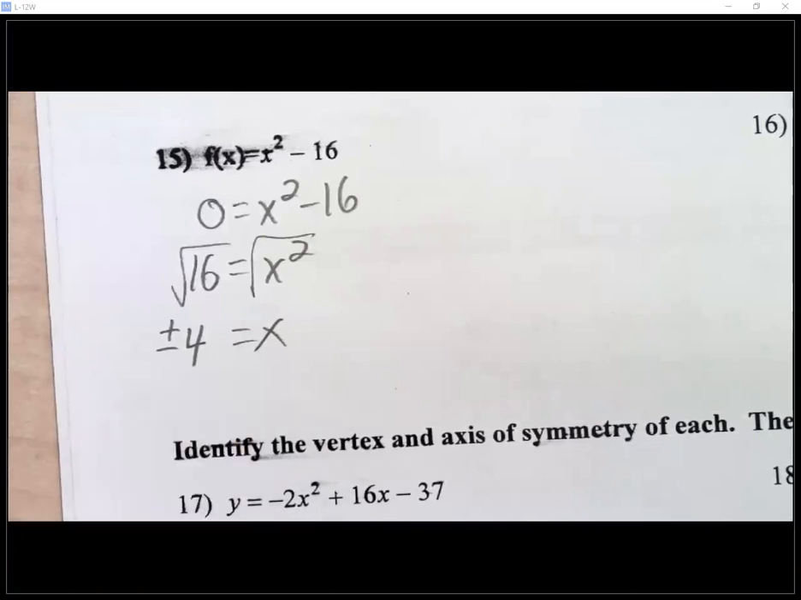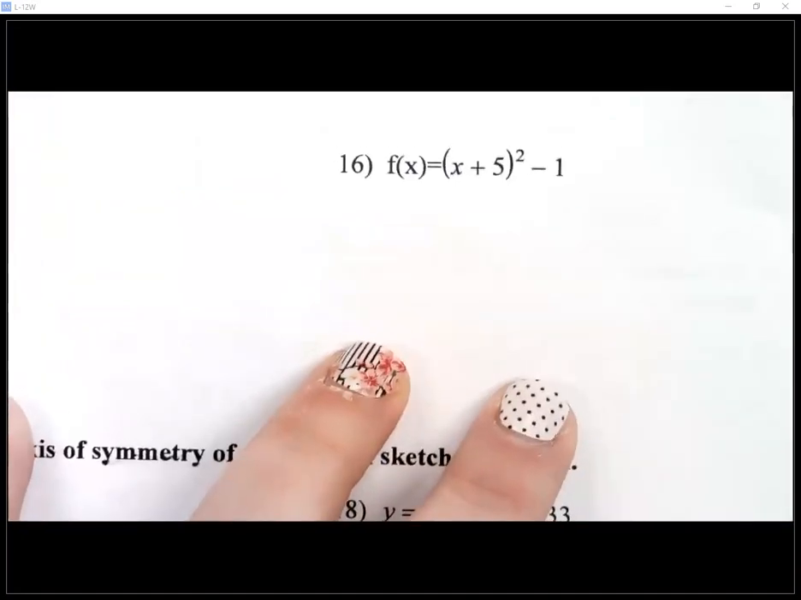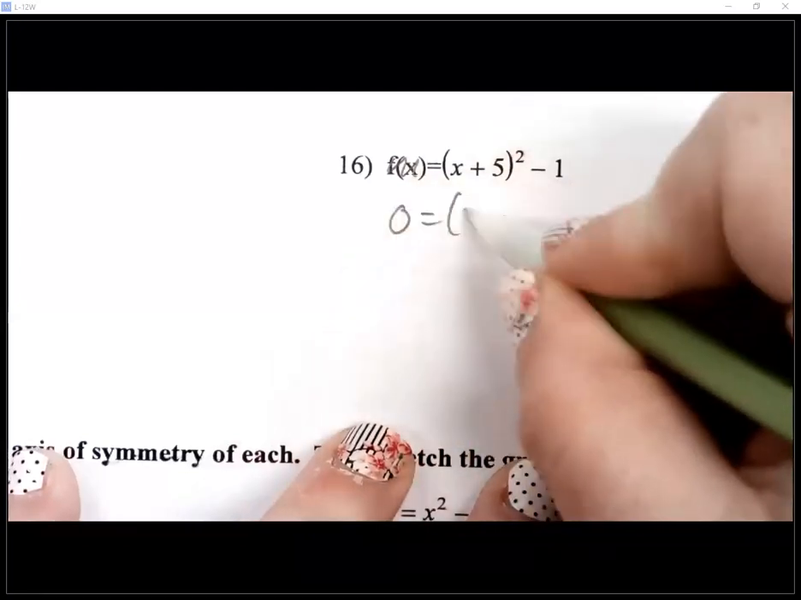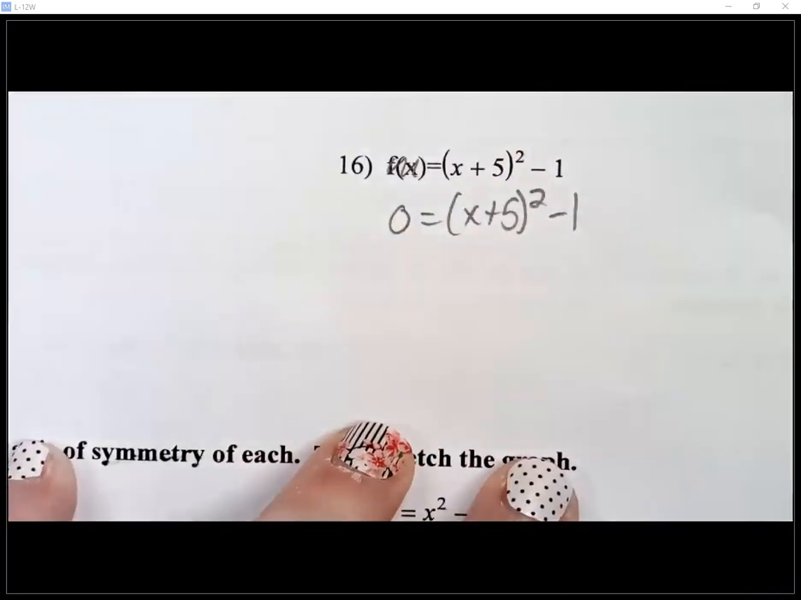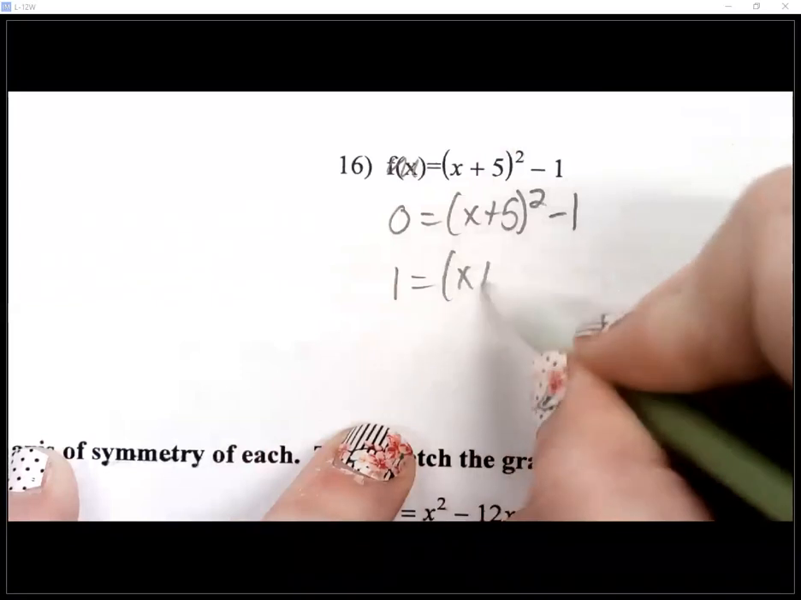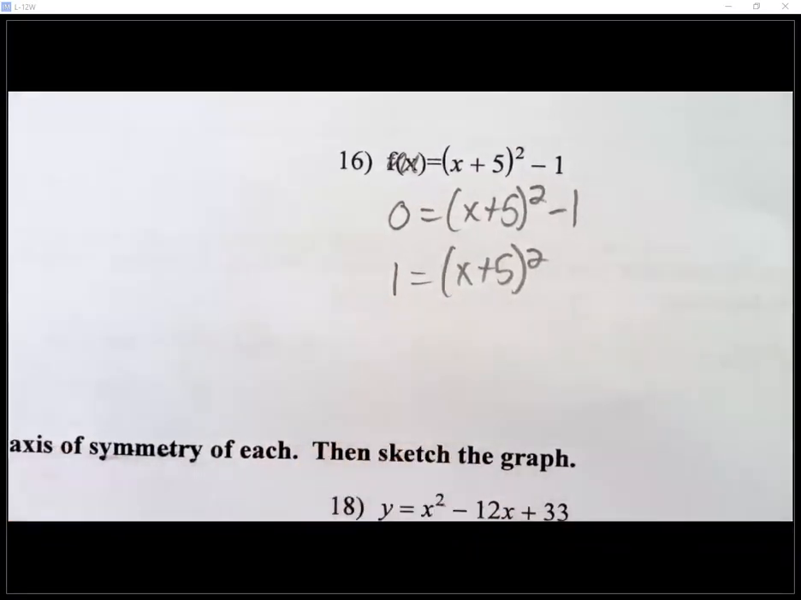The other one that I would solve by square rooting is number 16. So replace this with a 0. And doesn't this feel exactly like a step in completing the square? It's almost the same thing. Once I add the 1 to the other side, I'm here. And then just like in completing the square, at this step, I take the square root of both sides. So that's exactly what I'm doing here.